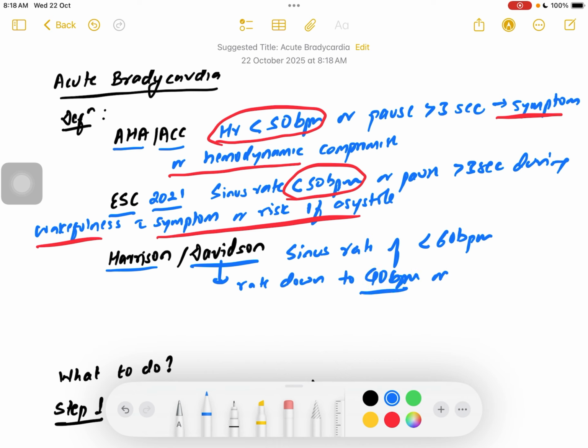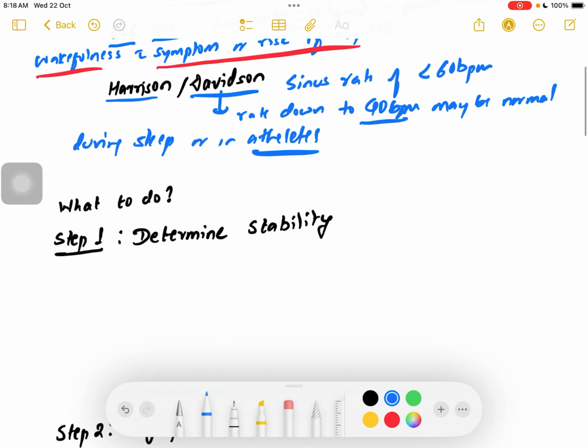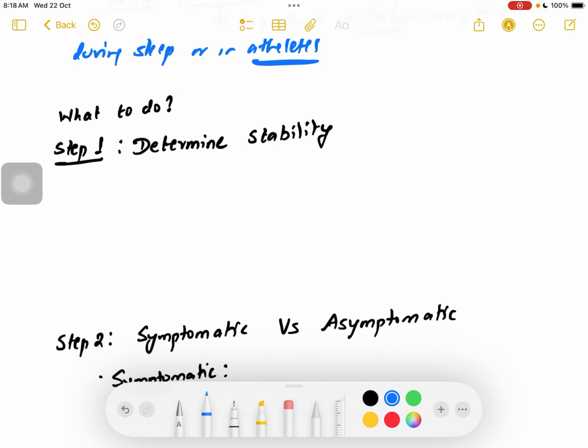After that, what do the books say? Harrison and Davidson both say bradycardia is a sinus rate of less than 60 beats per minute. But Davidson also emphasizes that after determining the stability, only then do we go further.